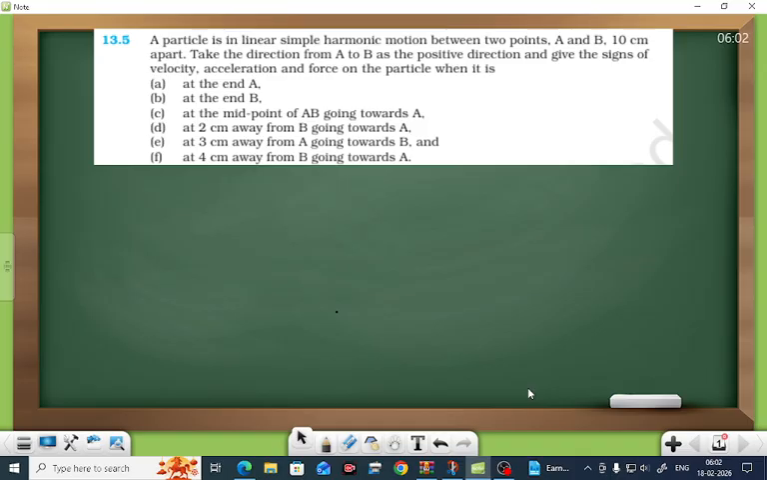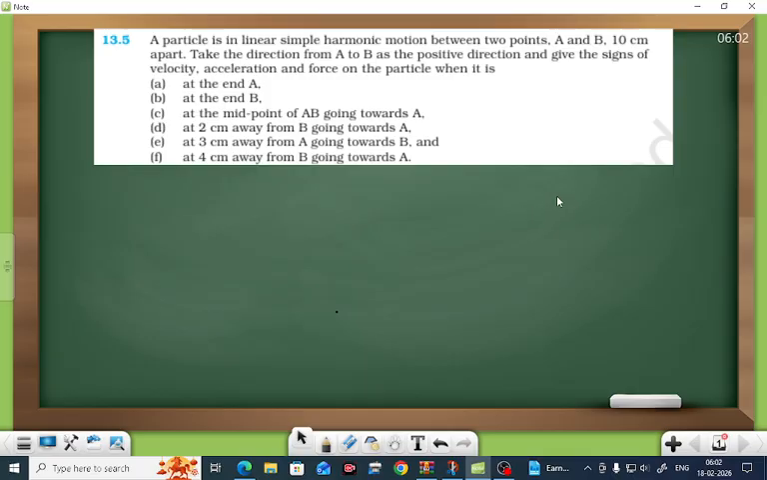Hello everyone. Today we shall discuss question 13.5 from the chapter Oscillation. You see what is given and we are trying to solve question 13.5. A particle is in linear simple harmonic motion between 2 points A and B 10 centimeter apart.